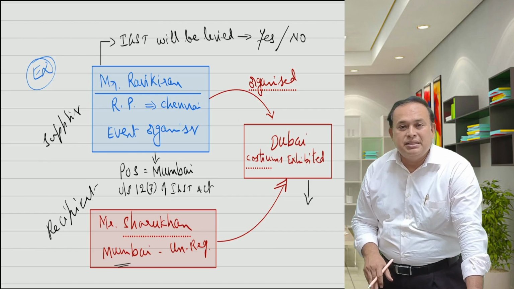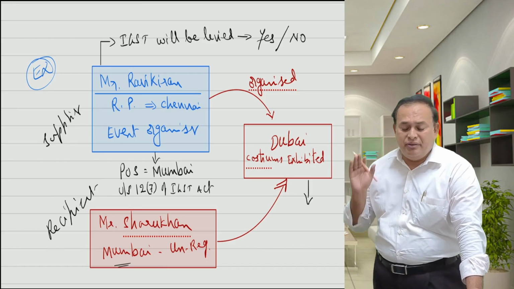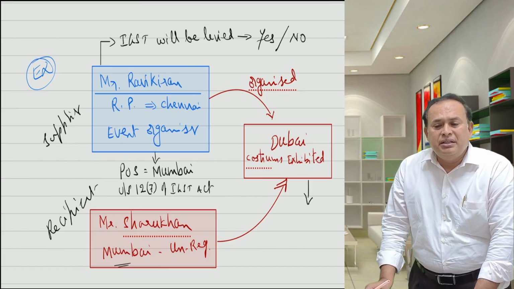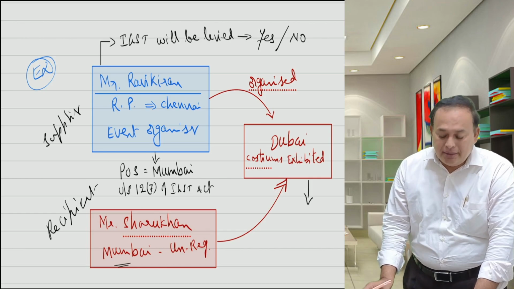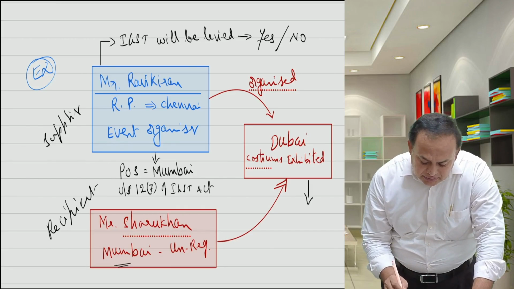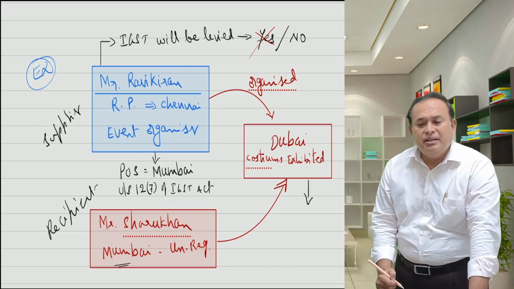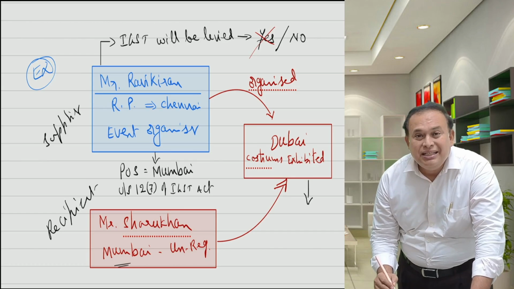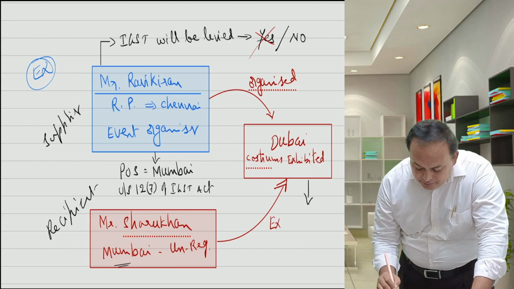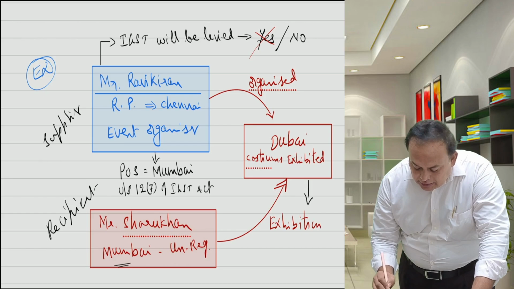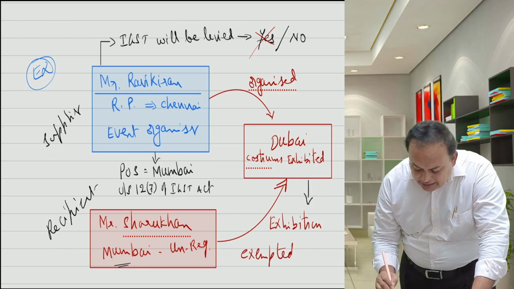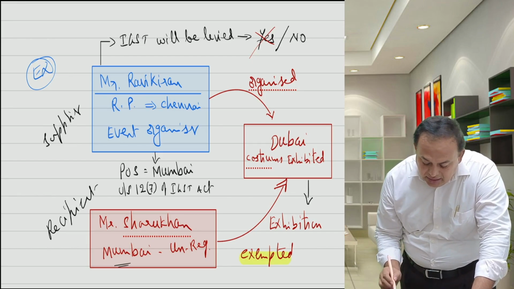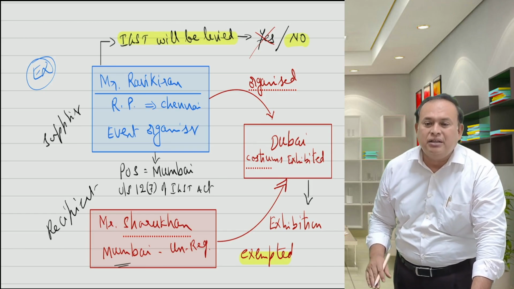Now tell me, is IGST to be levied or not levied? Yes or no? In the hands of Ravi Kiran. You have to say, my dear sir, GST will not be levied. No. Why not levied? It is clearly provided as exhibition. Exhibition outside India. Therefore, exempted supply it is. No, it is not going to be levied.